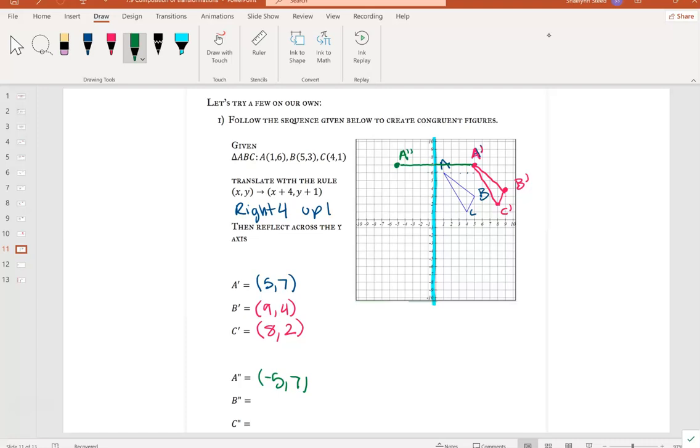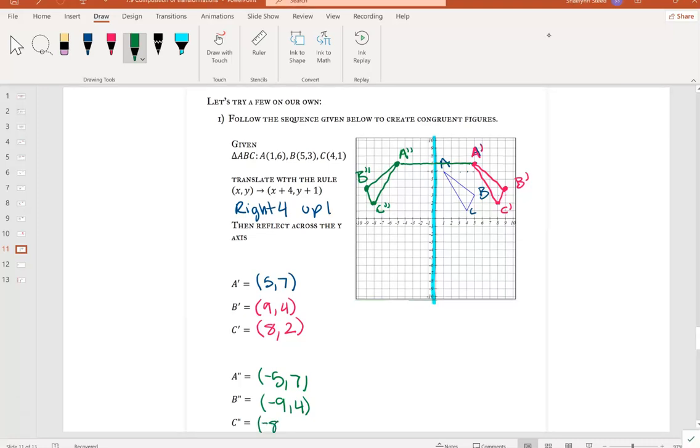B is starting at 9 away. So I want to stay at the height of 4. But I want to go 9 away the other direction. So that'll be negative 9, 4. Here's our B double prime. And C is 8 away from the blue line, so we're going to go 8 away the other direction. Here's our C double prime. So that'll be negative 8, 2.